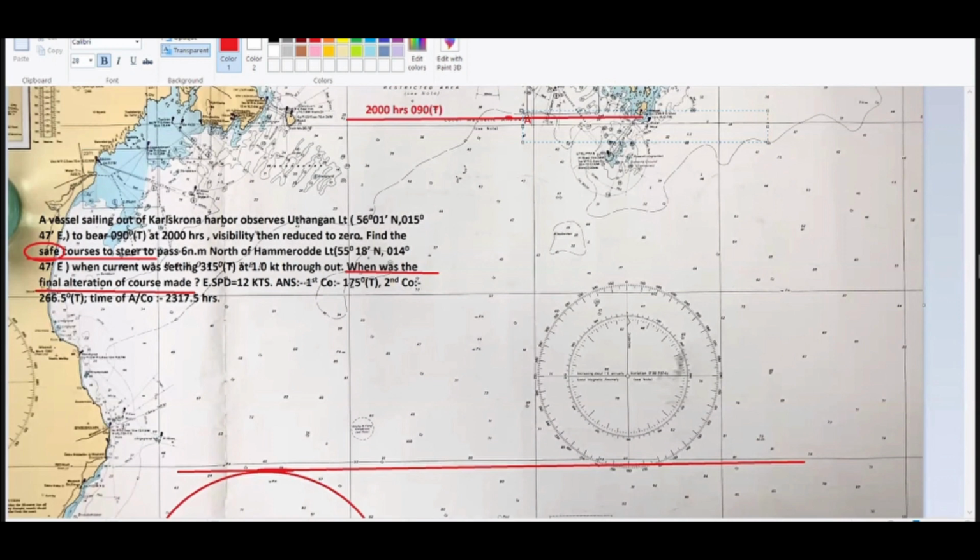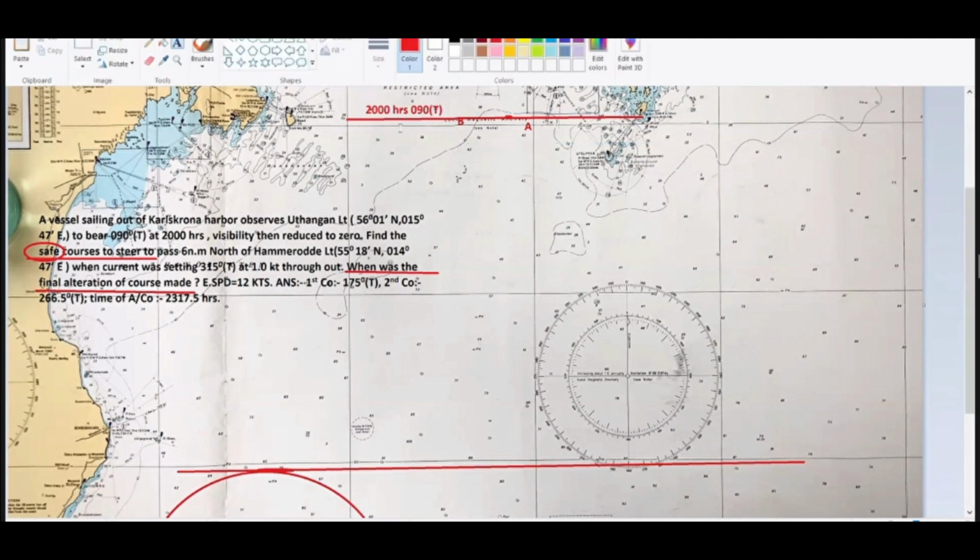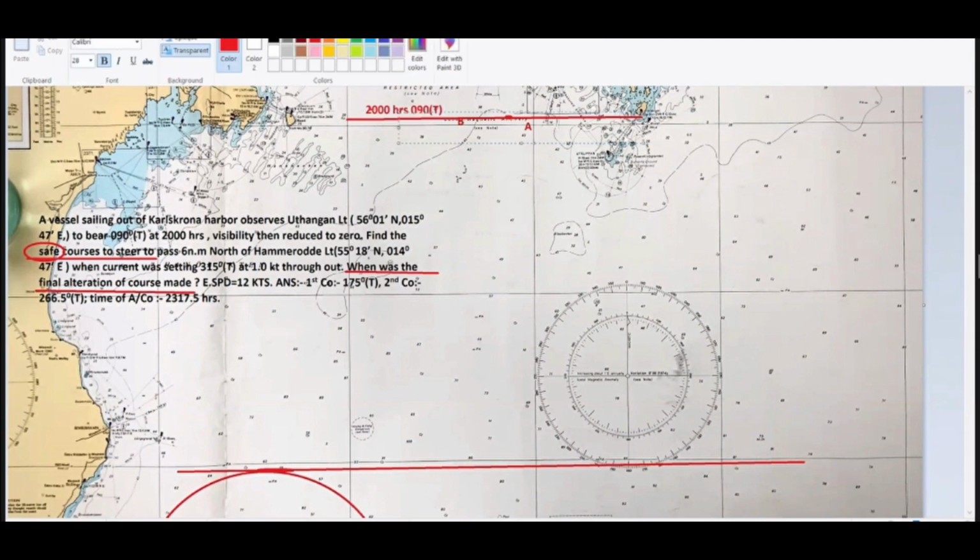What I will be doing? I'll not be doing 2-3 lines. Take any point, either low or in the middle, any one point. So this will be my first course made good line. What they are asking? Not the CMG. Course means CTS, they are asking. So CMG known, that means I'll be counteracting 315. Apply the current at the A.